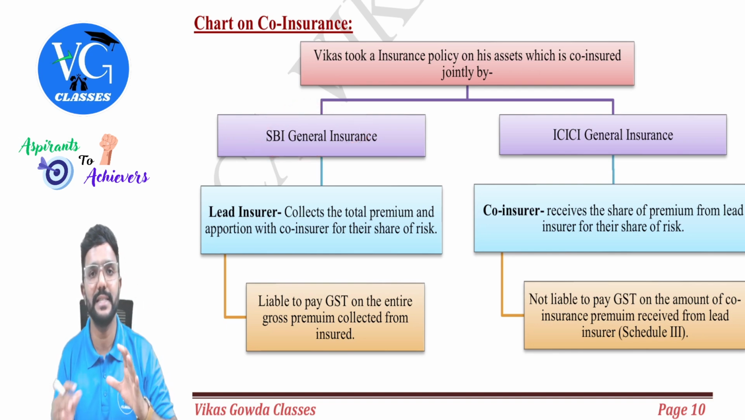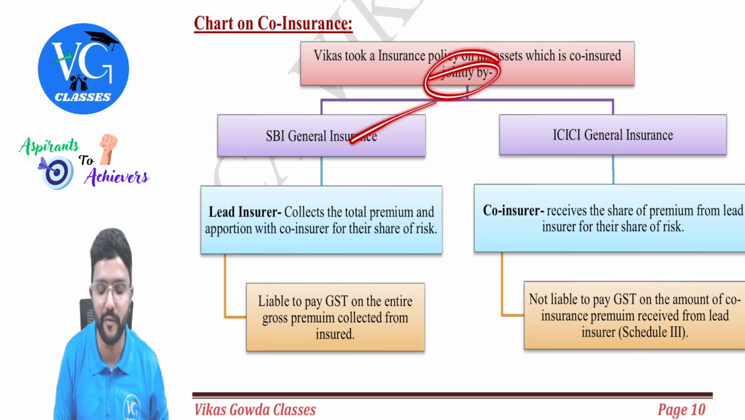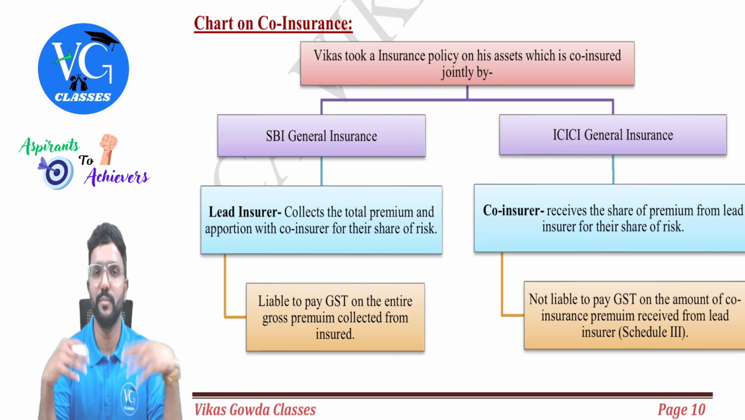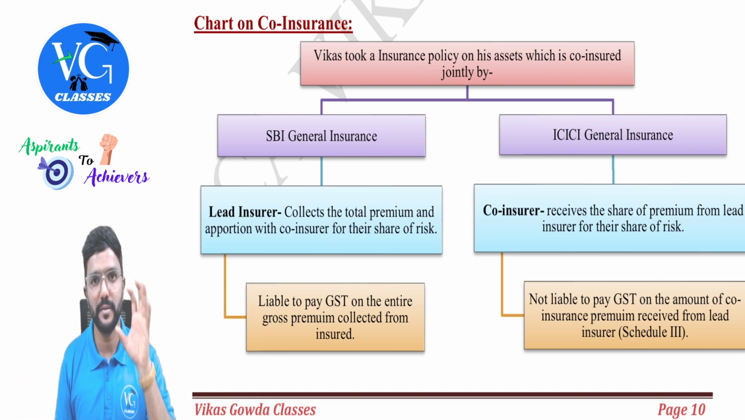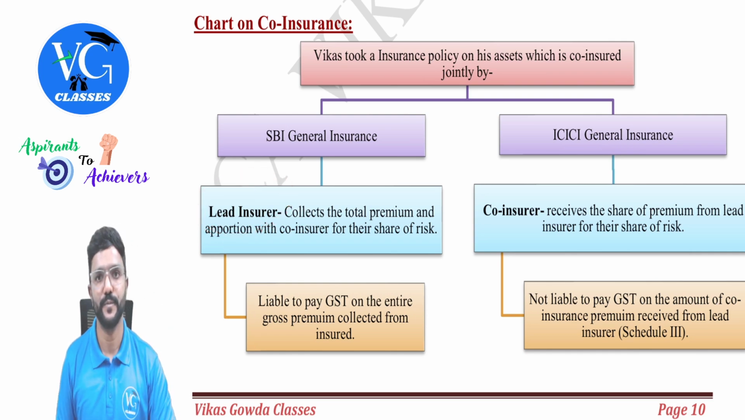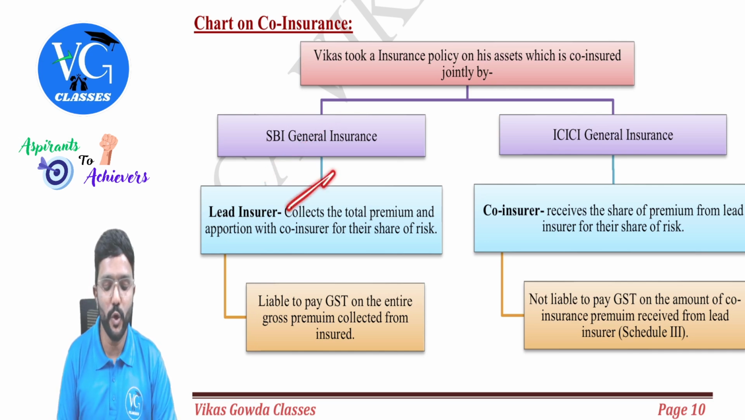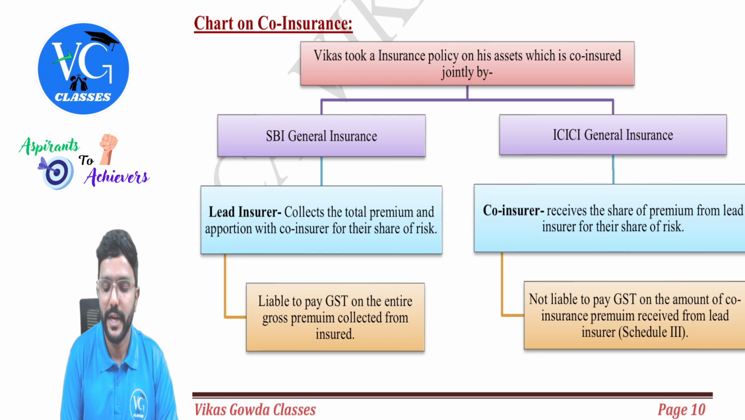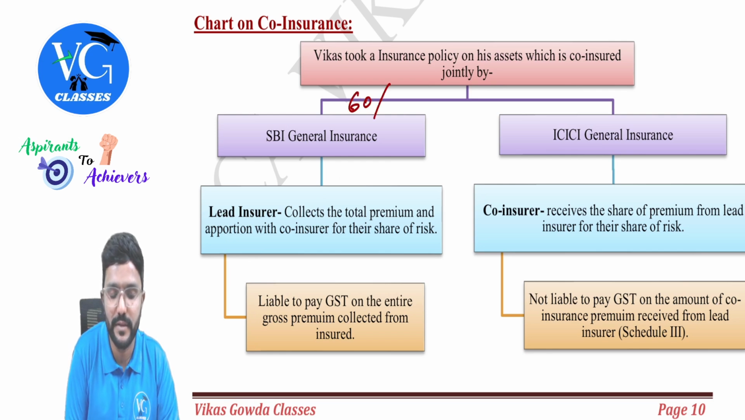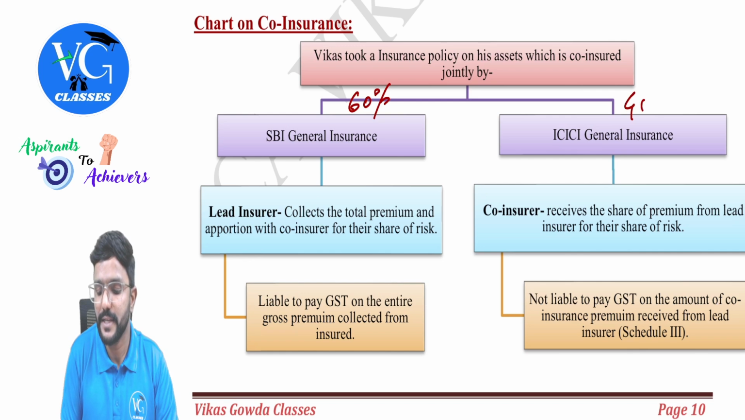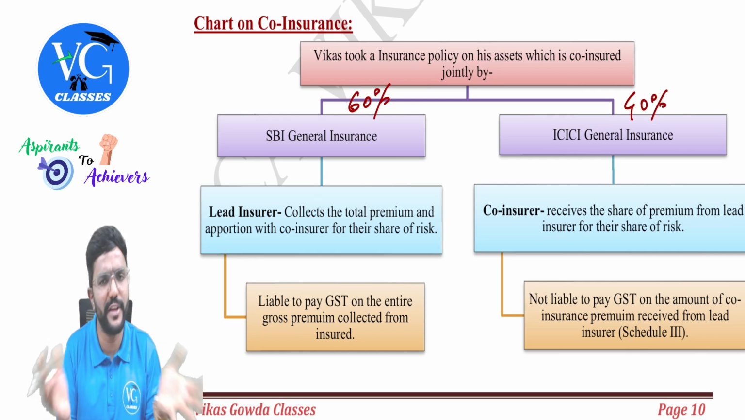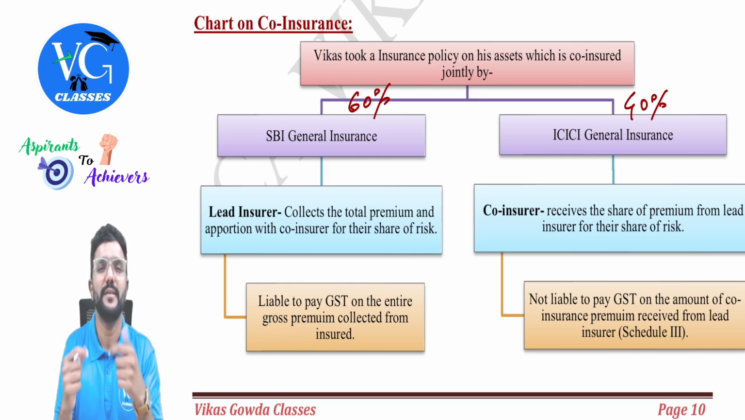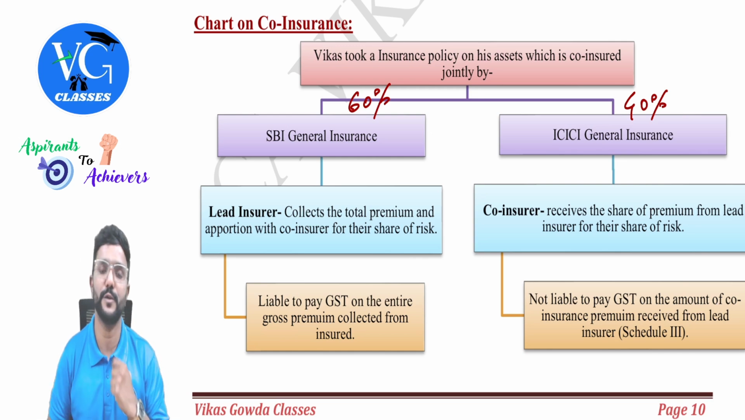That means they will direct. I have taken the policy jointly with both of them, but I cannot communicate everything with both of them. So there is one insurance company who will play the lead role. In my example, I am taking it as SBI. They collect the total premium and apportion it with the co-insurer for their share of risk. Let us assume SBI is bearing 60% of the risk, whereas ICICI is bearing 40%. It can be 50-50 also, guys. For easy sake, just to identify the difference in amounts, I am taking 60-40.